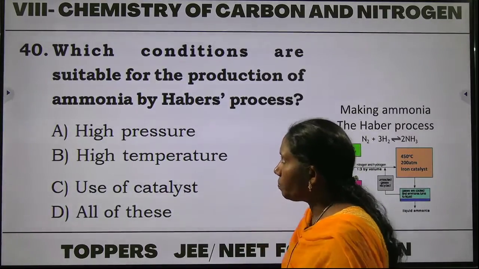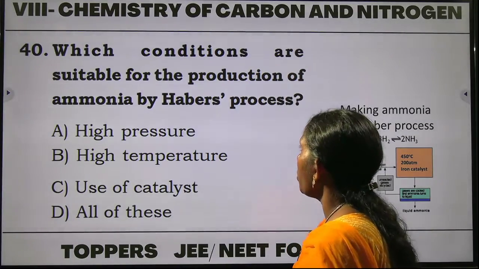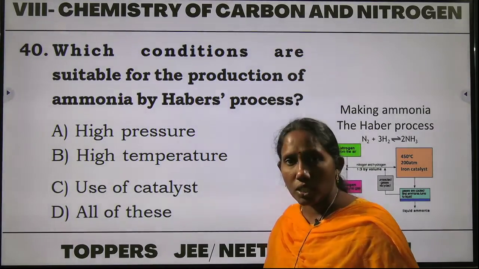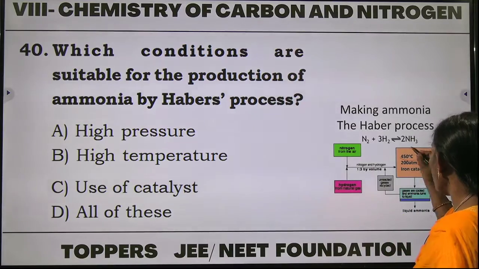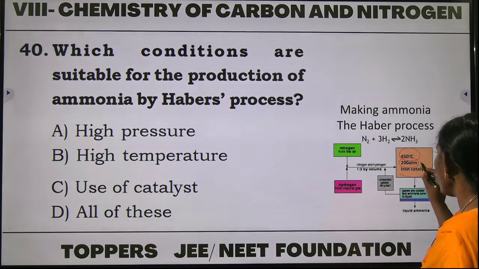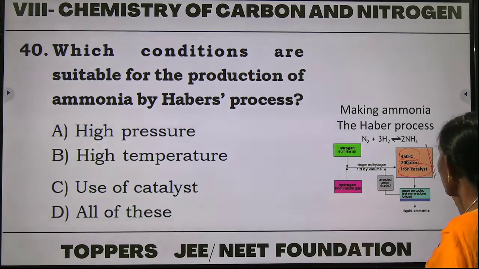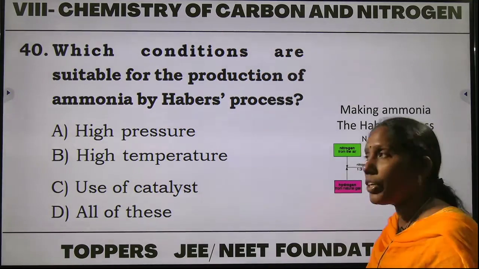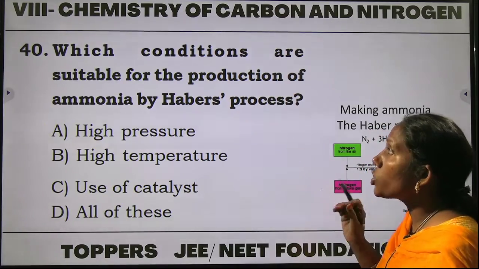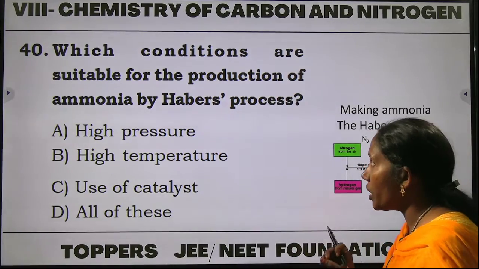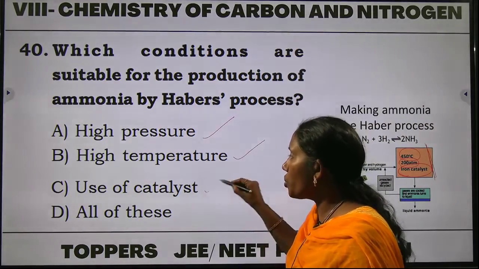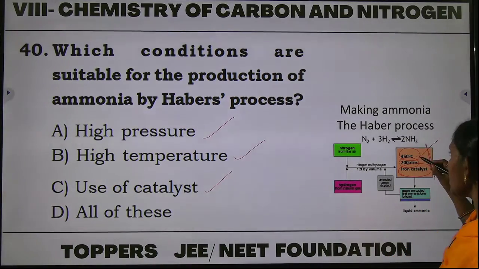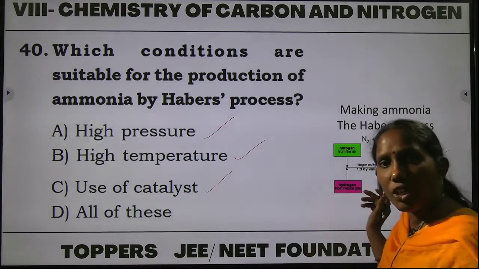Coming to the next question: which conditions are suitable for the production of ammonia by Haber's process? Just now, we maintain temperature and pressure and we use the catalyst. These are the compulsory conditions in Haber's process for the preparation of ammonia. So, which conditions are suitable? High pressure, high temperature, use of catalyst. See here, 450 degrees Celsius is the high temperature, 200 atmospheres is the high pressure, and here we used the catalyst.